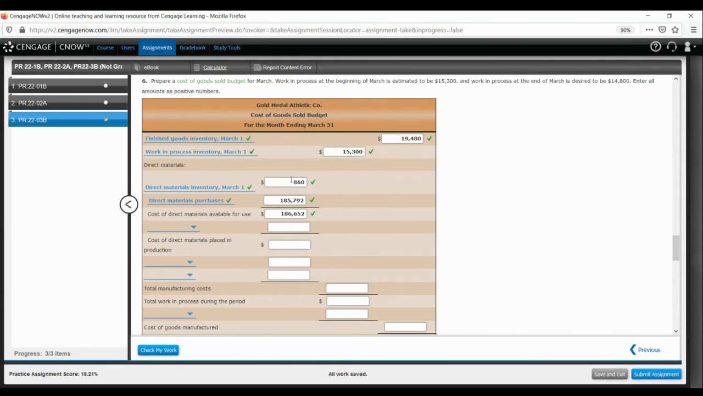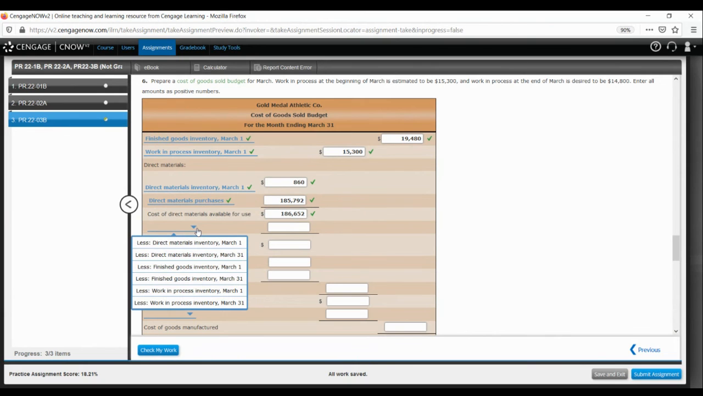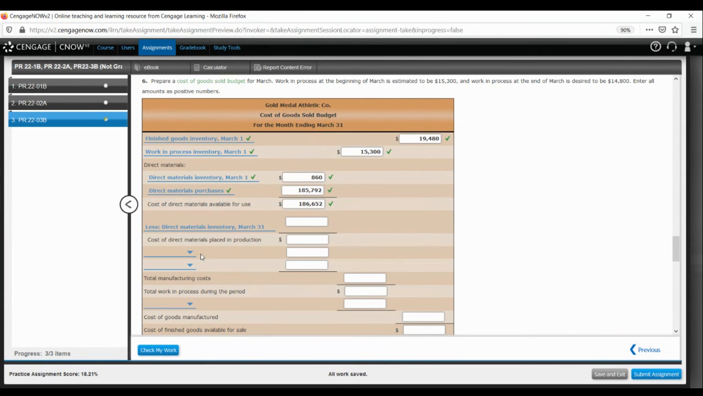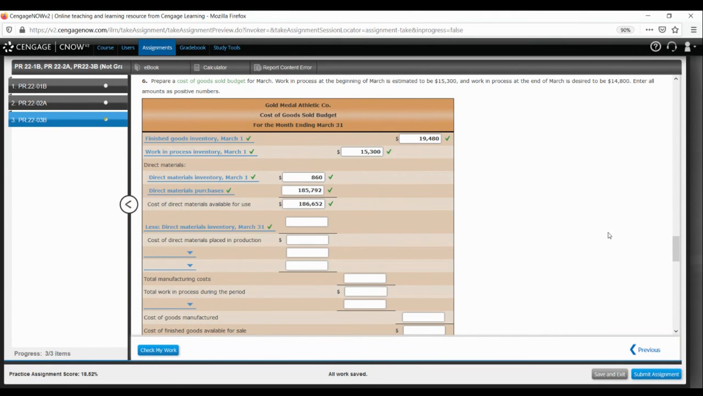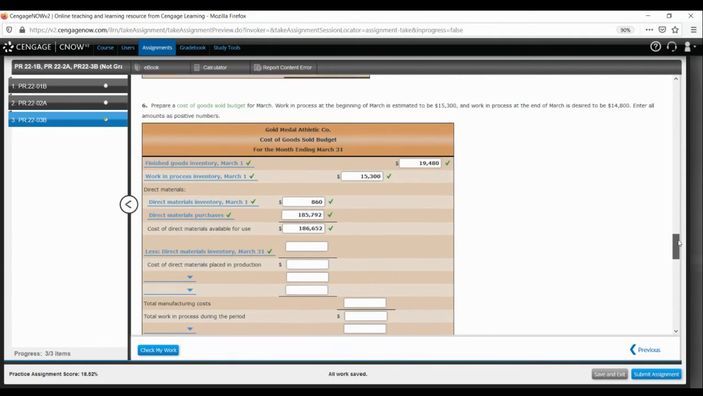And so your beginning materials inventory plus your purchases gives you what's available to use. You're going to subtract out your ending inventory of your materials. And you're going to have to determine the ending inventory of materials. I'm going to have to scroll back up to the top.